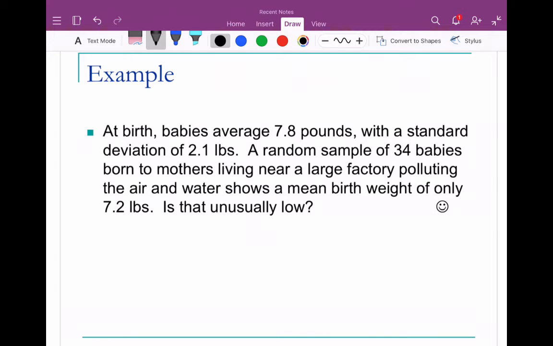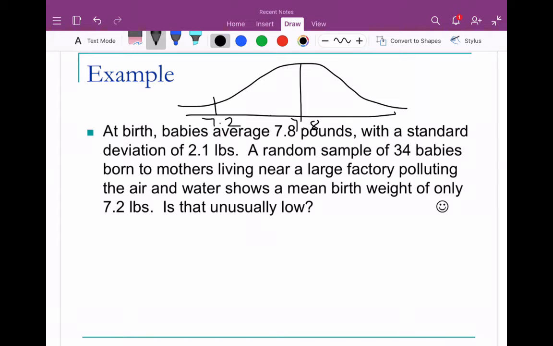We want to know, is that unusually low? I'm going to go ahead and draw a normal model to help calculate this. So our mean is 7.8, and then we're looking for the probability that 7.2 is underweight. So we want to know if that's unusually low. So we're looking to see what percentage is actually below that. When we calculate our z-score, it'll be equal to our observed value of 7.2 minus 7.8 divided by our standard deviation. So we have to calculate our standard deviation.